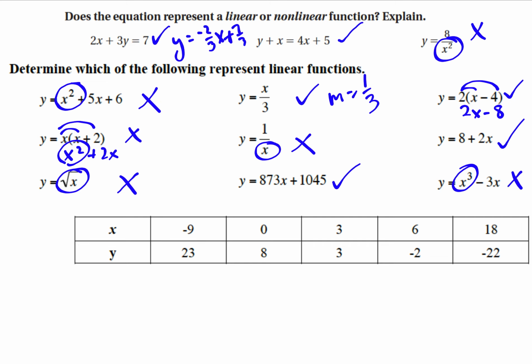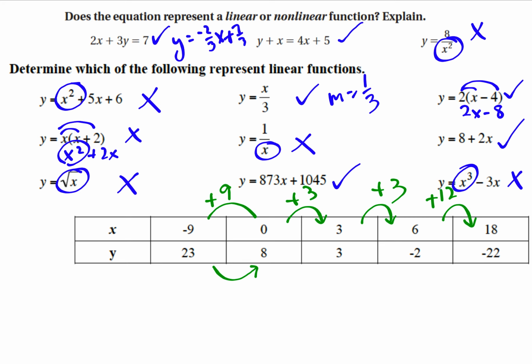Let's see if this table shows a linear relationship. If you're checking a table for linearity, you need to check every single change and make sure the rate of change remains the same. So I'm checking the changes along here. And the changes are not the same, but that doesn't mean it's not linear. We need to look at the rate of change.